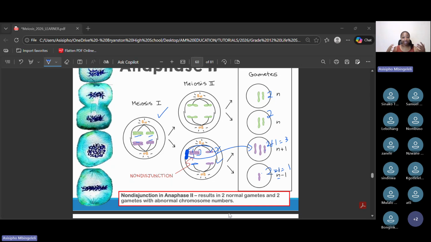Now, this is when application comes in. You will need to read into the diagram and check the chromosome number. How was it affected in anaphase 1 and also how was it affected in anaphase 2? I wouldn't say they'll never give you that question. I think it is highly possible that they can give you.